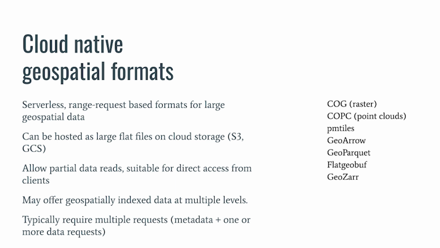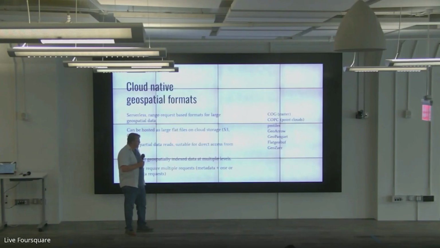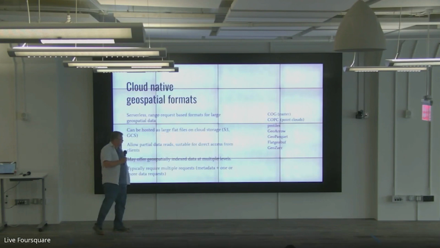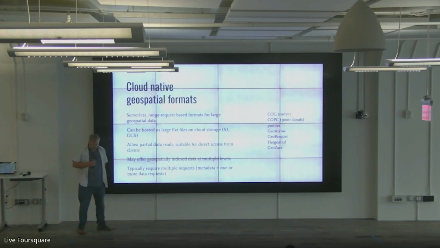It's Cloud Optimized GeoTIFF for raster. We have a similar standard for point clouds called Cloud Optimized Point Clouds, COPC. There's PMTiles, which is a way to collect Mapbox vector tiles in one large single file. There's GeoArrow, GeoParquet, FlatGeobuf. There's new activity. I see OGC spinning up standardization work on GeoZarr.